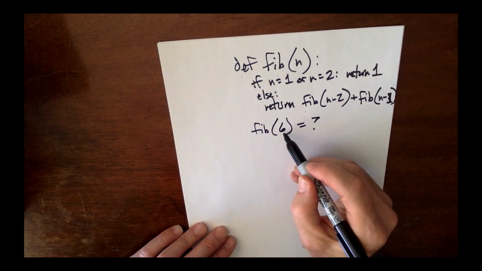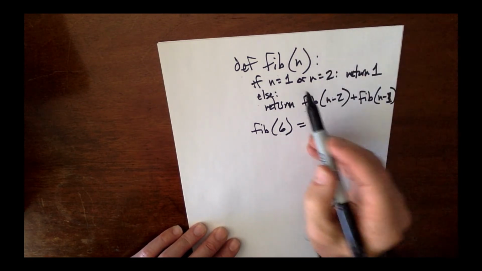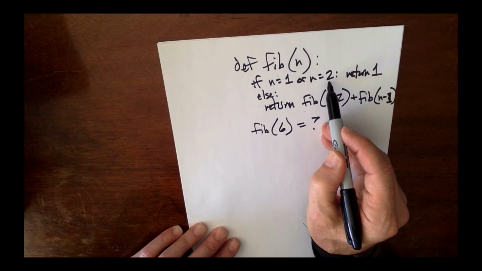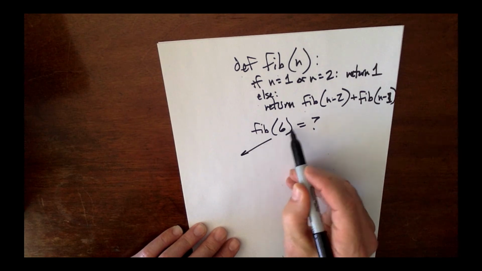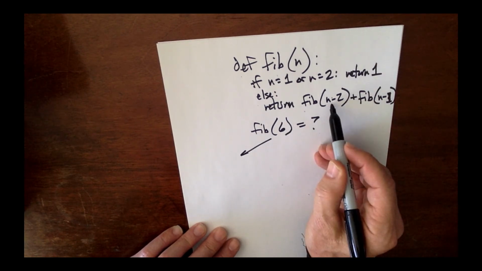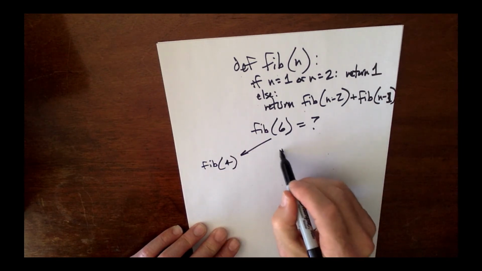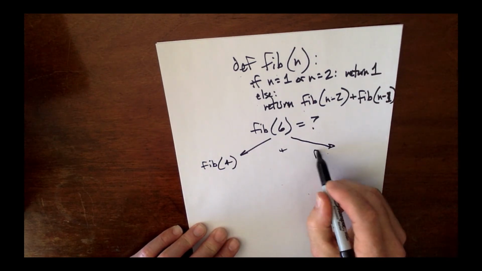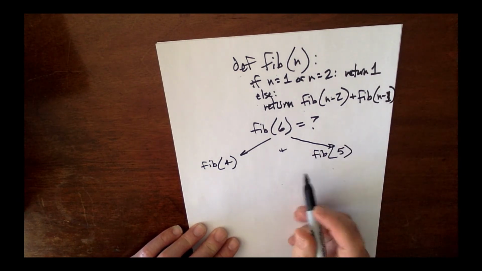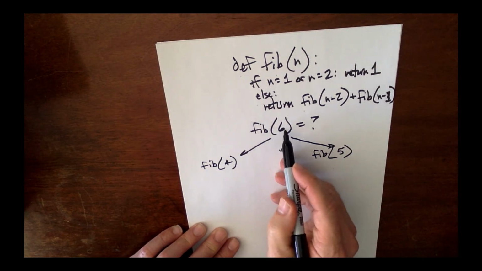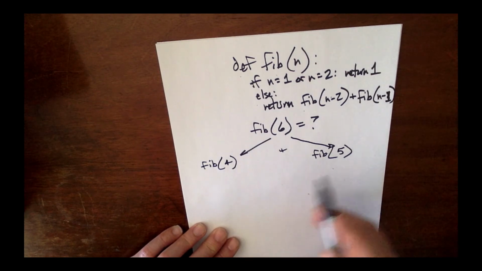Well, I've got my n value here, 6. Let's jump in. We'll say, is n equal to 1 or n equal to 2? It's not. So I'm going to return a value of n minus 2, 6 minus 2, or Fibonacci value of 4, plus the Fibonacci value of n minus 1, 6 minus 1, 5. So the Fibonacci value for 6, the 6th Fibonacci number, is just equal to the sum of the previous two, the 4th and the 5th.